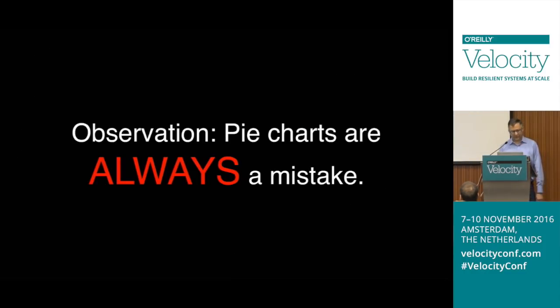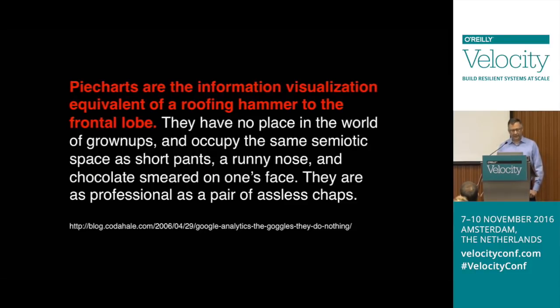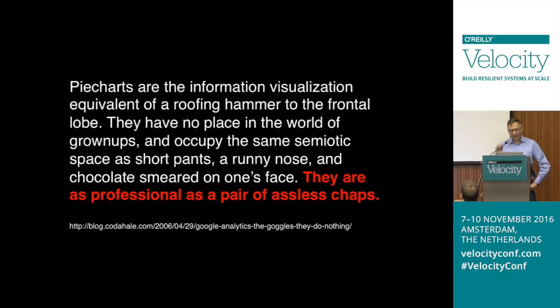So next observation. Pie charts. Pie charts are always a mistake. So here's Coda Hale on the topic. The information visualization equivalent of a roofing hammer to the frontal lobe. They are as professional as a pair of assless chaps.